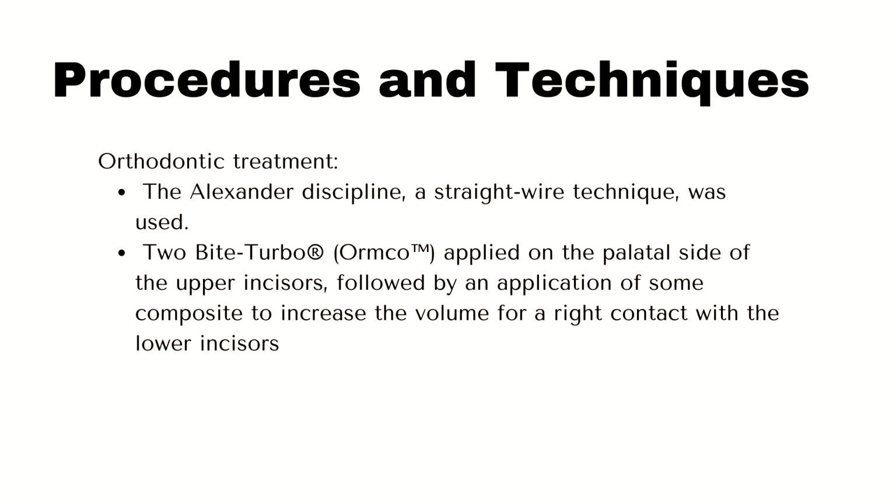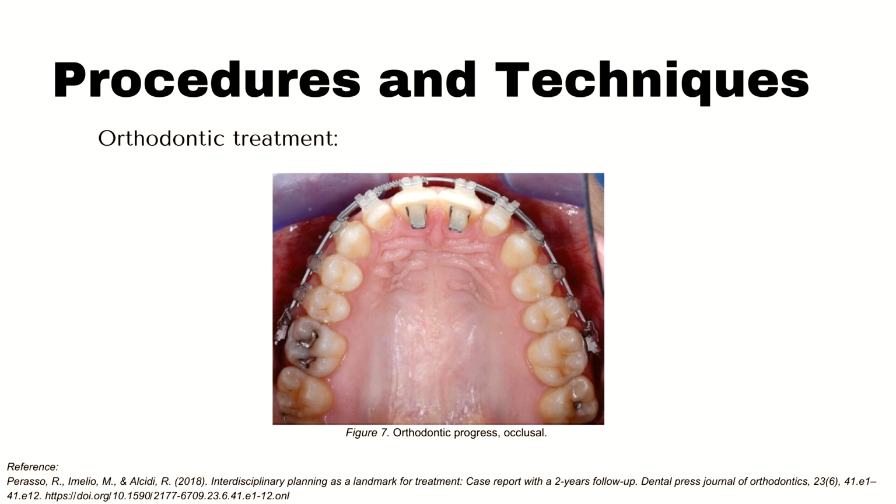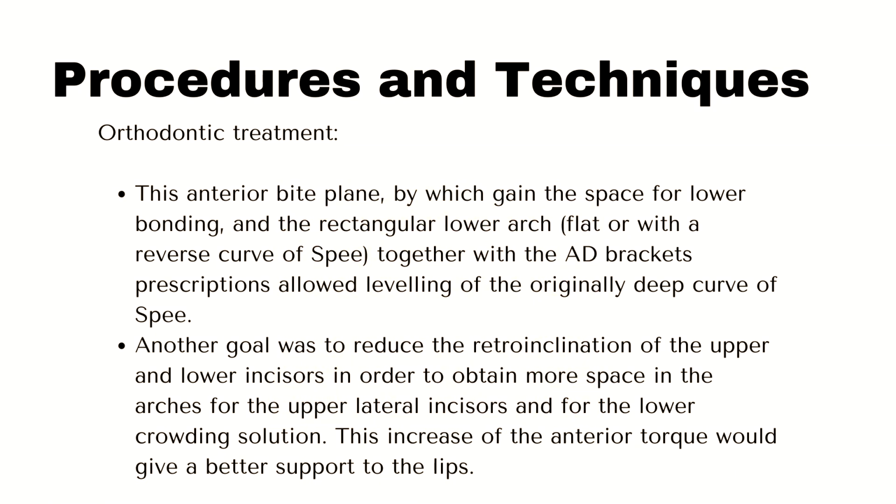Orthodontic treatment. The Alexander discipline, which is basically a straight wire technique, was utilized. Two-bite turbo from Ormco was applied on the lingual side of the maxillary incisors, followed by an application of some composite to increase the amount of volume for a right contact with the mandibular incisors. In this picture, the palatal side of the upper incisor with the bite turbo can be seen. This anterior bite plane gains the space for the lower banding.